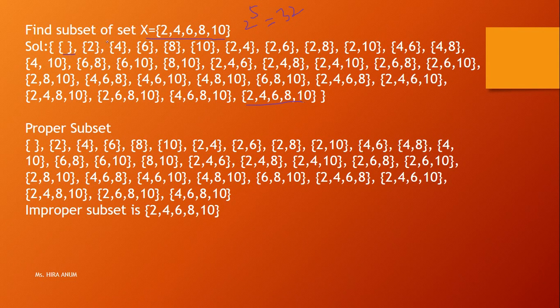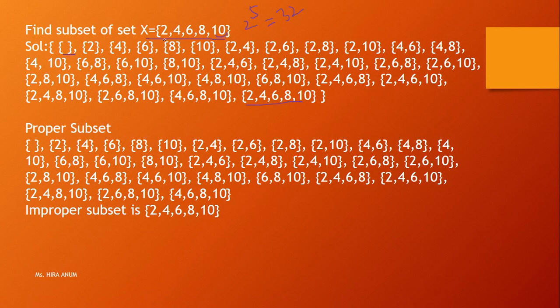Then you have to write one element: 2, then put second, put third, 4, 5, 10. Single elements you can write like this. Then you put first, second; first, third; first, fourth; first, fifth. Then you can write second and third, second, fourth, second, fifth. Then you can write third, fourth, third, fifth. Then you write fourth, fifth.